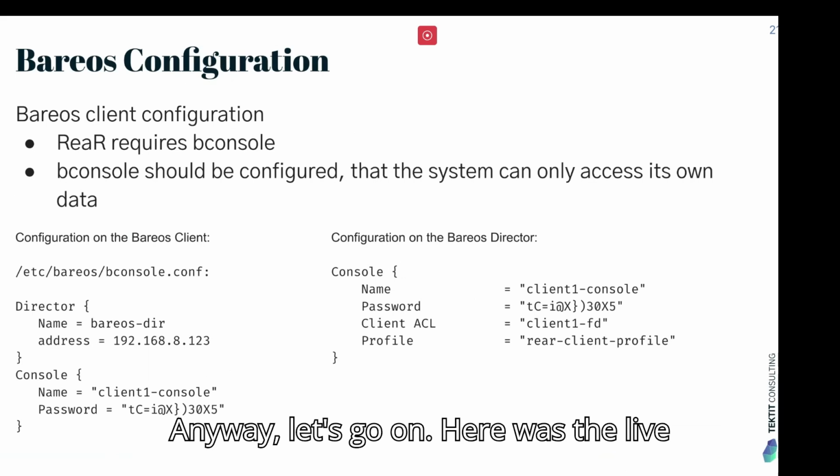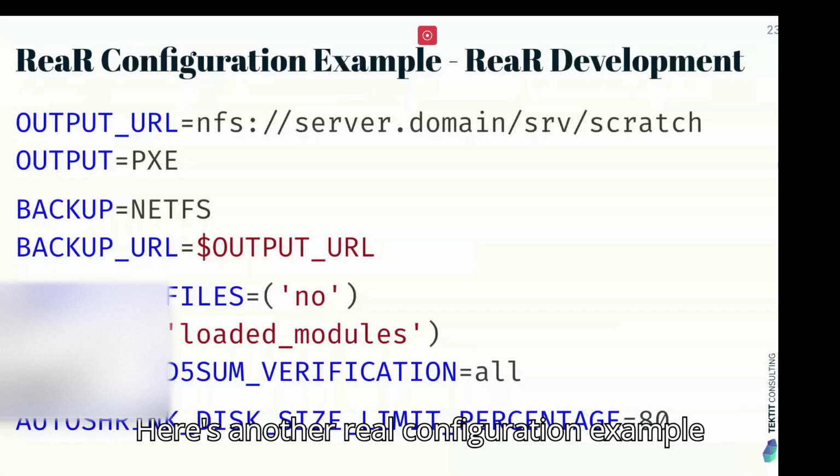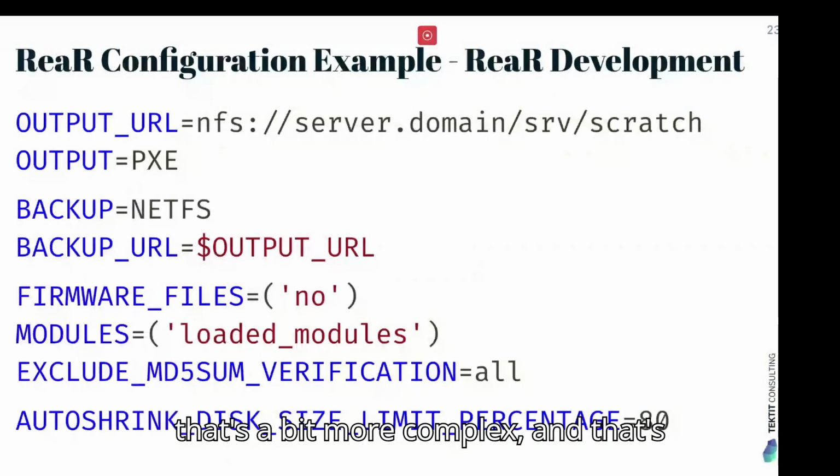Anyway, let's go on. Here was the live demo. Here's another ReaR configuration example that's a bit more complex, and that's actually the example that I use to do ReaR development on my own. So you see I define an output URL, which is an NFS server, and I do, of course, PXE booting because that is the easiest. And then I just use the NetFS backup, which is ReaR's built-in backup method, which just dumps all the files somewhere else. And I put that in the same location.